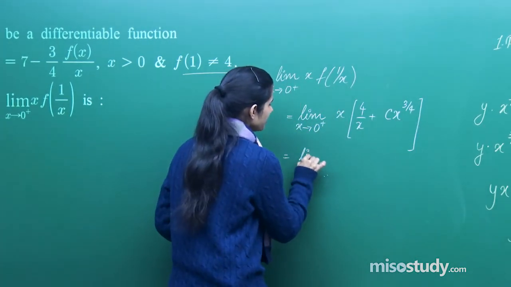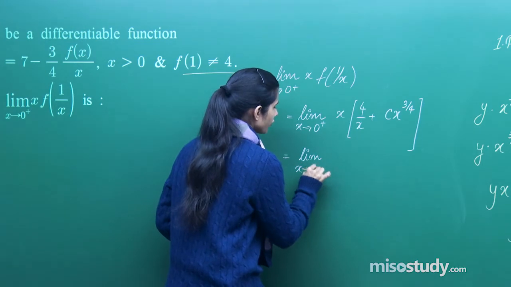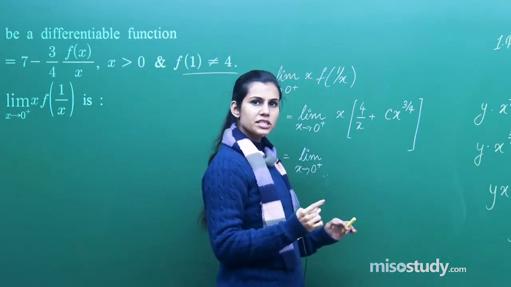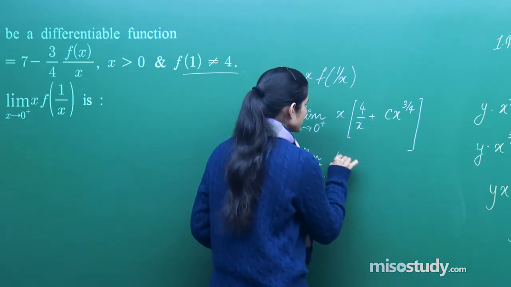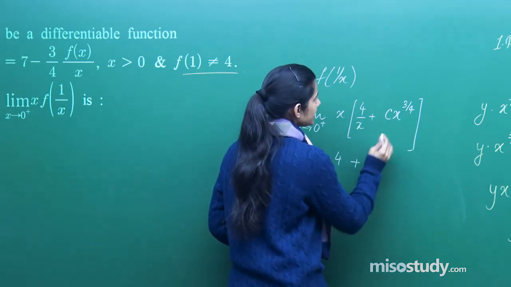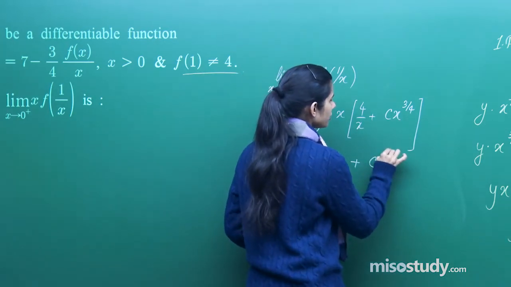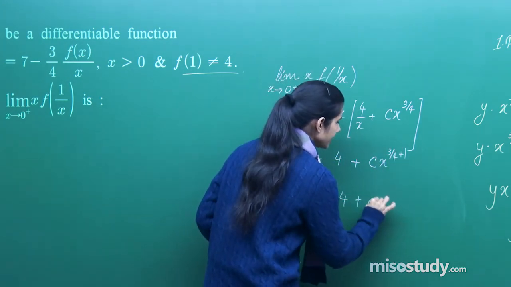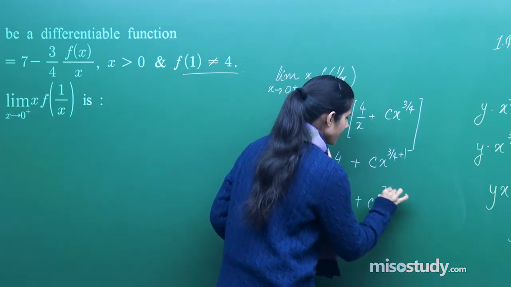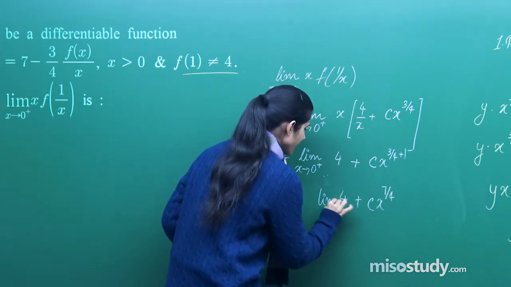This will be what? Limit x tends to 0 from the positive. That means x is a positive number, very close to 0 from the right. This x will be cancelled out. This will be 4 plus c x to the power 3 by 4 plus 1. That means you have 4 plus c x to the power 7 by 4. This limit you have to evaluate.